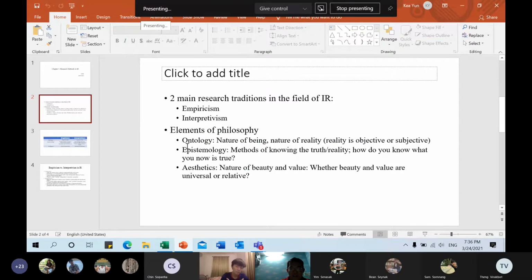Epistemology here means the method of knowledge production, or the method of knowing the truth or reality. For example, we ask the question: how do you know what you know is true? You said 2 + 2 is 4, but how do you know 2 + 2 is 4? Can you prove it? So it is the method of proving the reality, the truth.